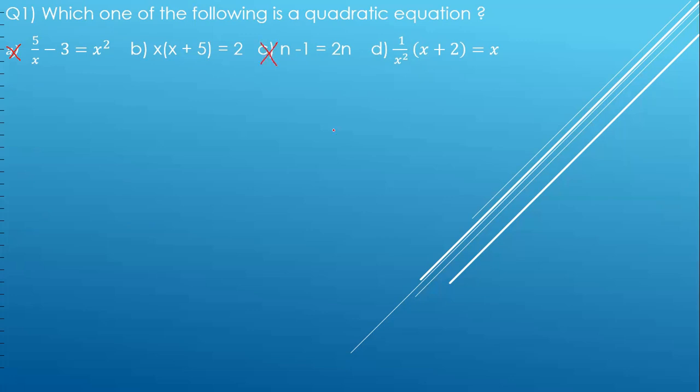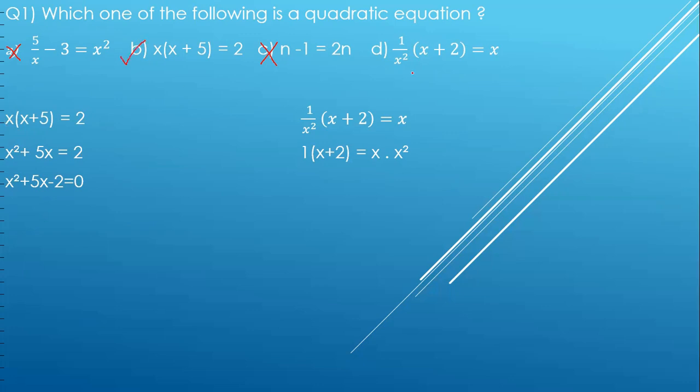Now this sum also we will solve. So here we are having x into x plus 5 as 2, which is x square. X into x gives us x square. X into 5 gives us 5x, which is equals to 2, which becomes x square plus 5x minus 2 is equals to 0. So B is the correct option of this MCQ.